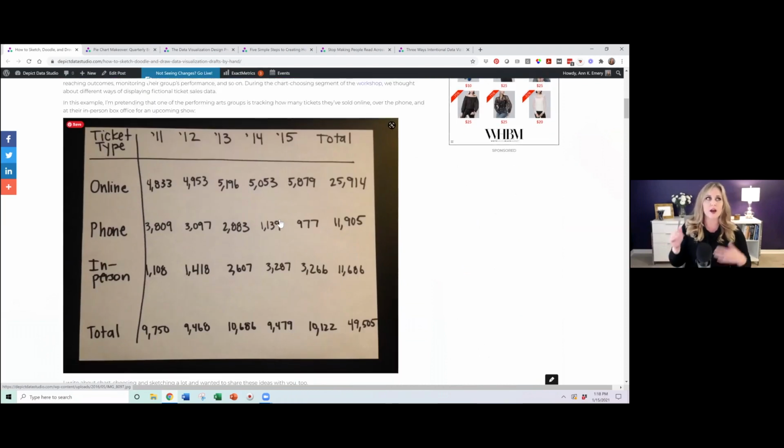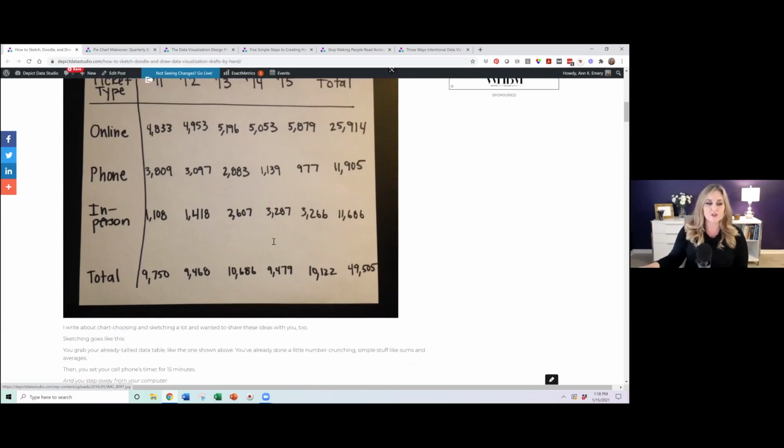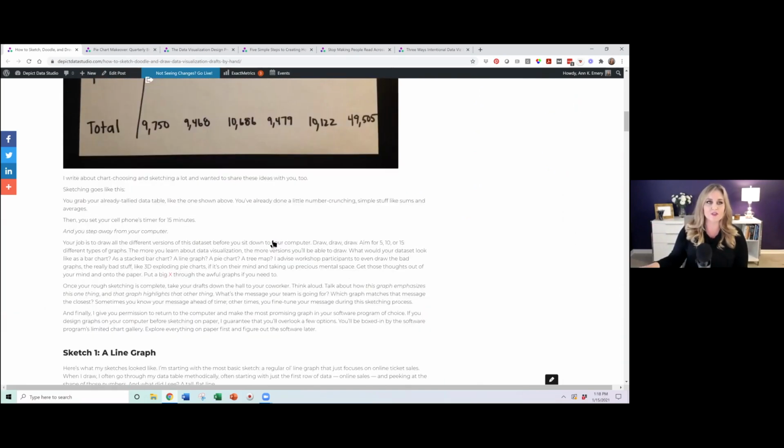So I was thinking of their data as I was writing this blog post. The fictional idea is like, how many tickets did you sell to this Chicago theater via your online website or over the phone or in person at the ticket booth? You've got, long story short, a typical table, but then there's so many correct ways you could do this.